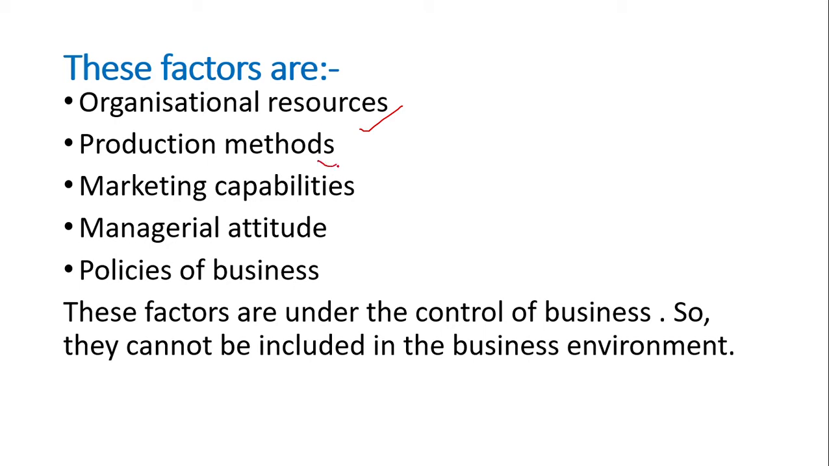Next one is production methods. A firm can use manpower for the production or can use machineries for production. It is totally up to the business unit. Next one is marketing capabilities. It basically includes advertisement activities. To increase the demand of the product, a firm can use different types of advertisement activities. Next one is managerial attitude. The attitude of a manager should always be positive toward their colleagues, as this helps in making the environment healthy for working.